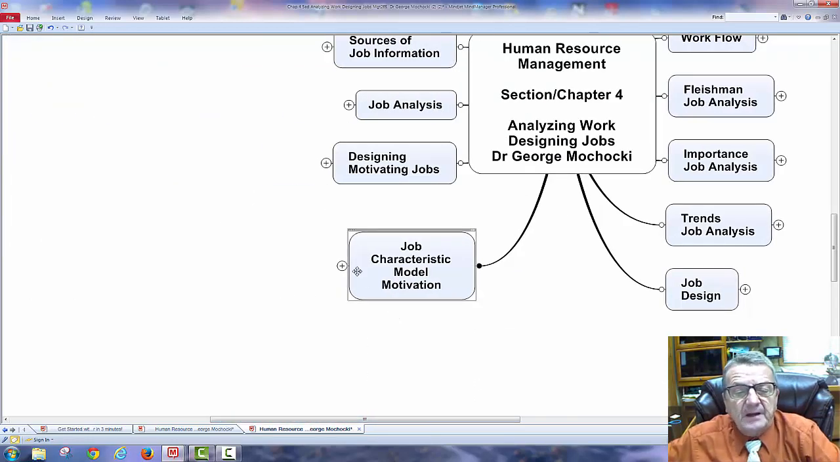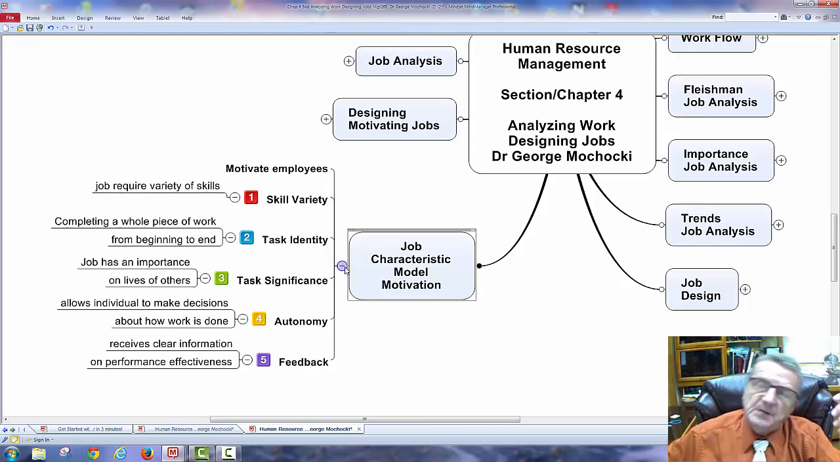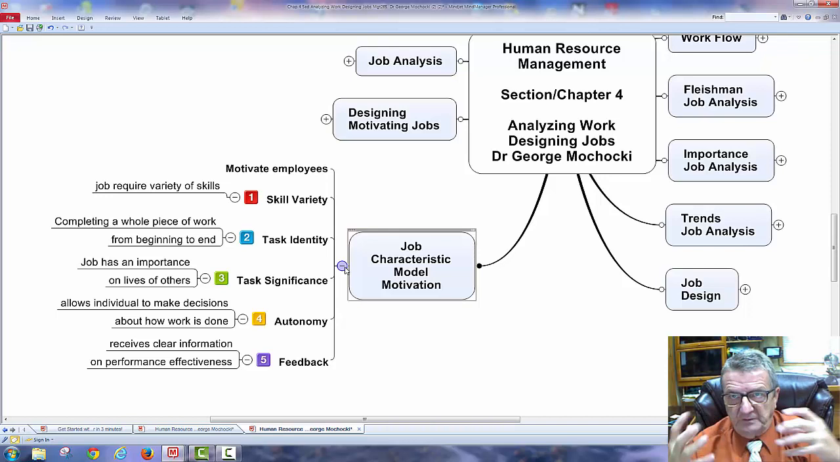Job characteristic models and motivation. When I look at different job characteristics, part of HR is to make the job challenging. When we looked at different things, Maslow, Herzberg, theory X, theory Y, Z theories, different motivational equity theories, the whole thing boils down to, do I feel that I have responsibility? Do I feel self-worth? Do I feel that I can do the job? Do I see that there's a need that's helping the organization and helping other people?